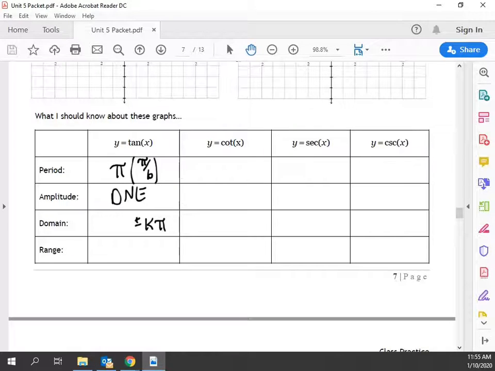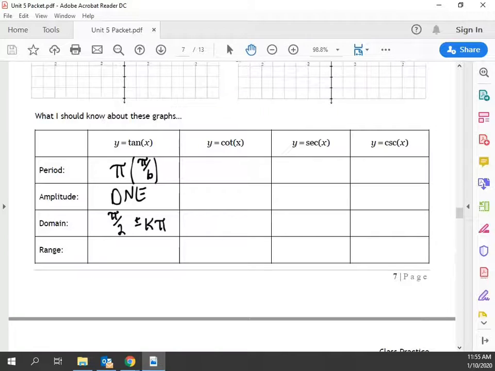In tangent, guys, where does it first start? Where is our first asymptote, guys, when you look at the graph? Is it at 0? Is it at pi over 2? Is it at pi? Where's the parent function? Pi over 2. If you look at the graph when we first did it, you'll see a dashed line going through pi over 2.